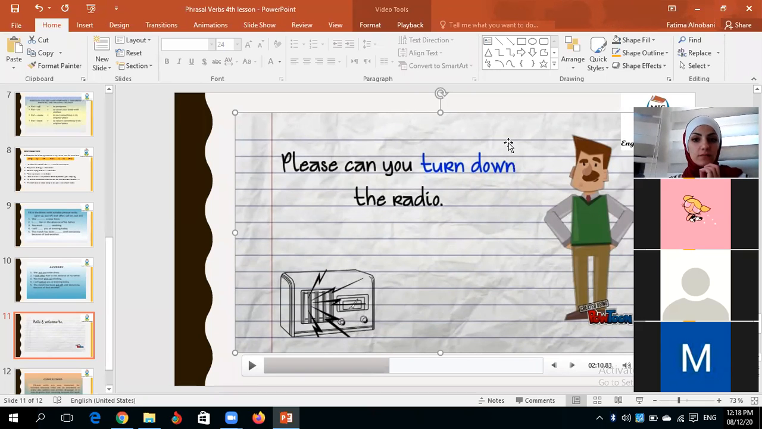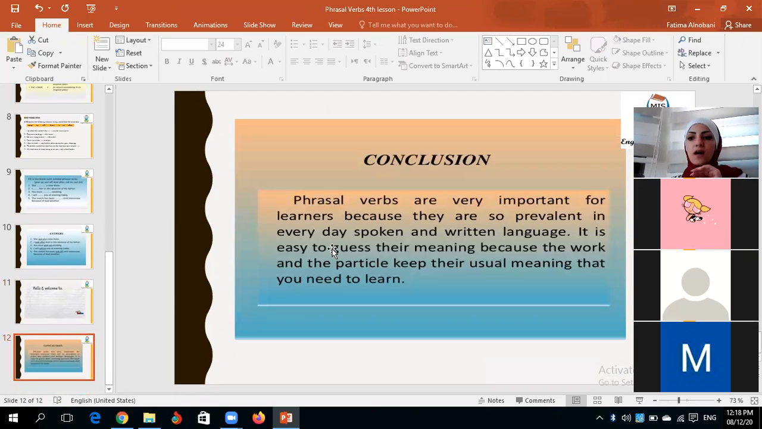Okay. This is the main difference. And if you understand this, Shabab and girls, you won't find any difficulties in differentiating between phrasal verbs and prepositional verbs, the ones we're taking tomorrow. Let's conclude, and then I'll give you 5 minutes to ask questions if you have any.